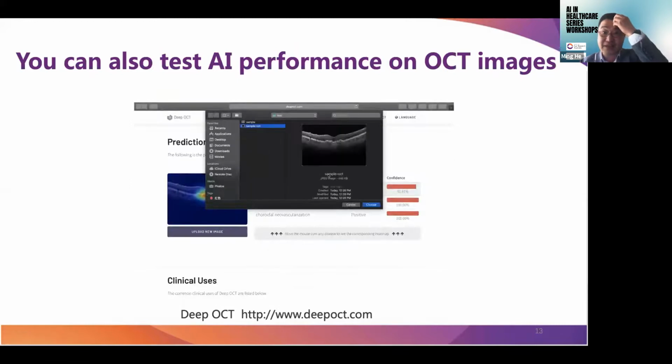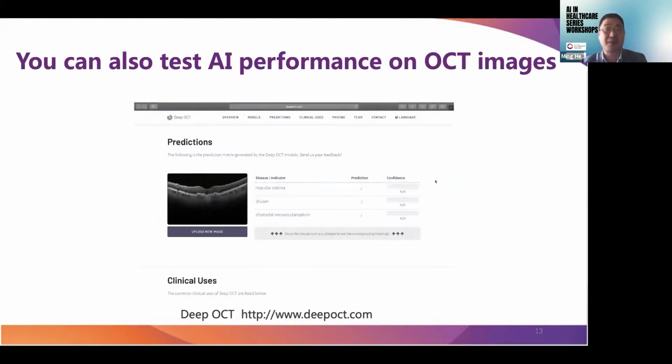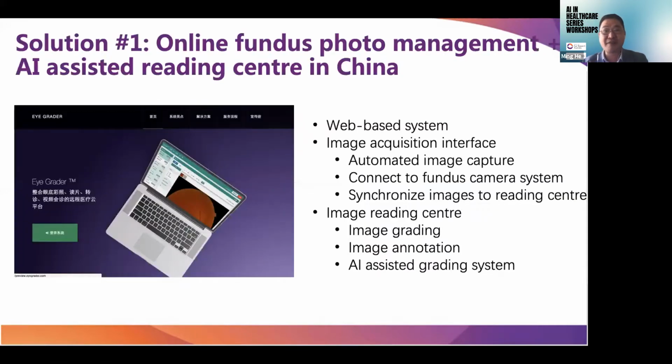Then we did something similar for OCT. If you upload OCT to this website, we demonstrate this AI is able to classify macular edema, drusen, and CME, and then also give you a heat map to show the regions with the best differentiating power. So then we started to consider translating this algorithm into a product.